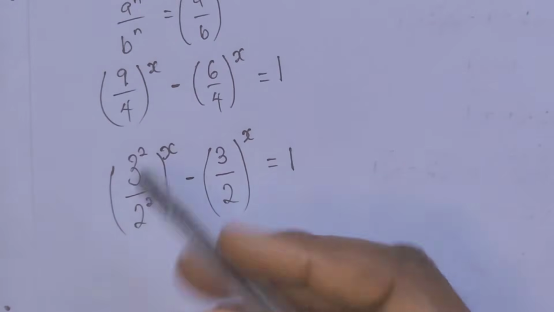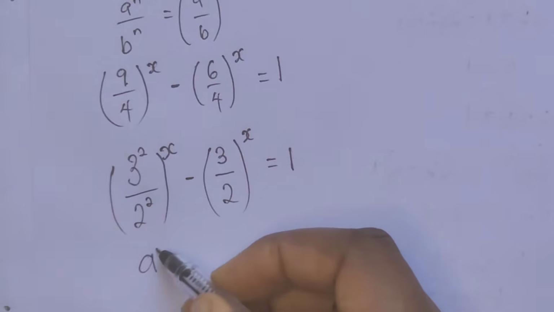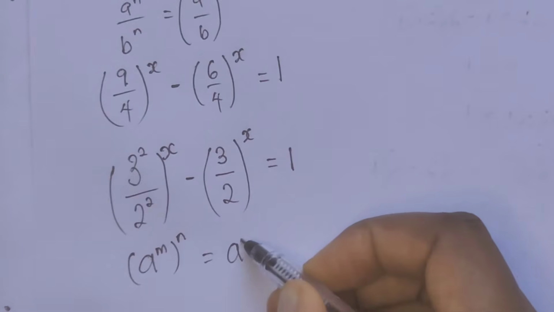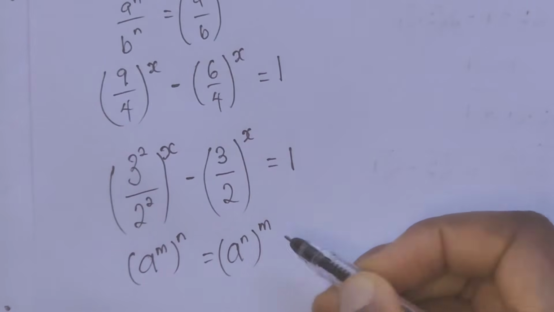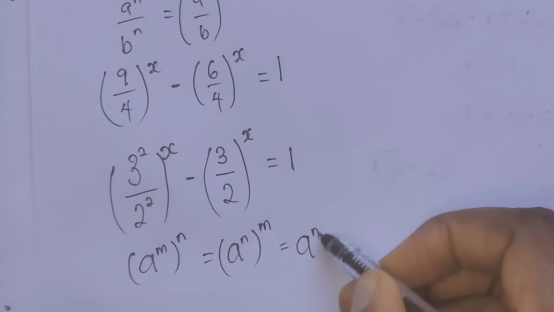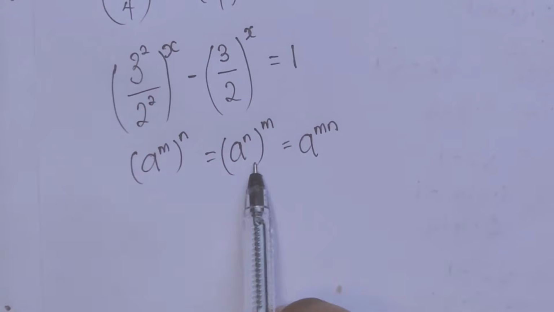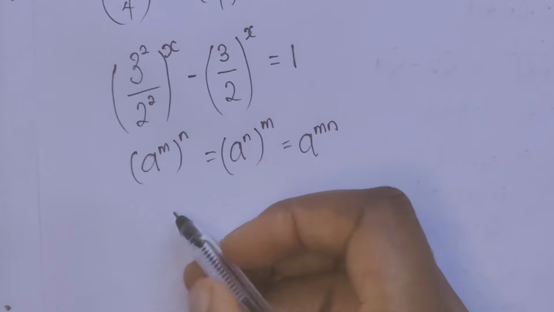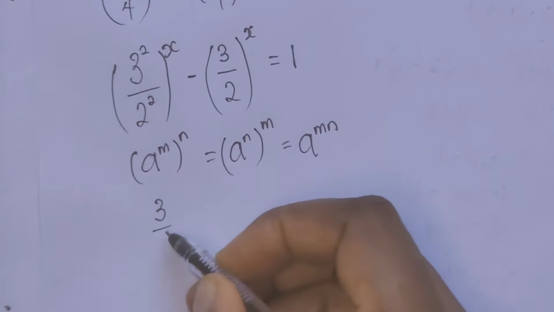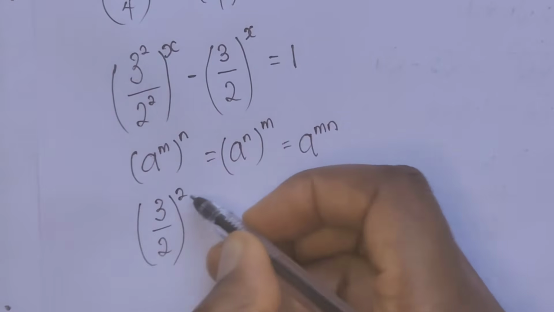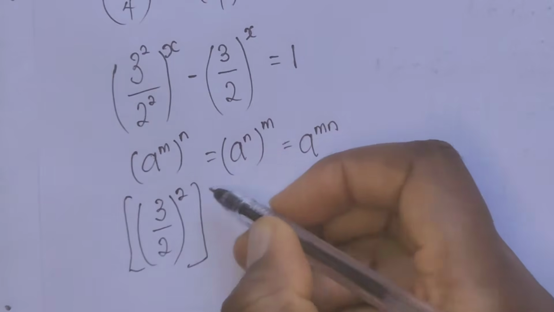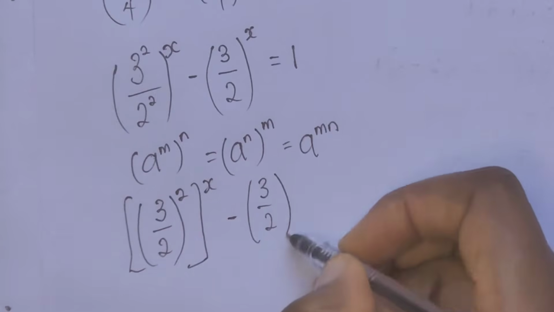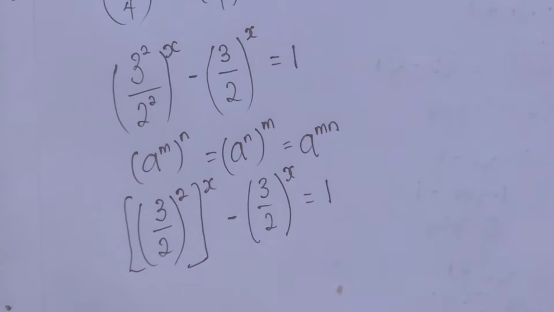So let's recall that when we have a to the power of m further raised to the power of n, this is the same as a to the power of n further raised to the power of m, and is also equal to a to the power of m times n. So inputting this here, we'll have 3 over 2 further raised to the power of 2, further raised to the power of x, minus 3 over 2 all to the power of x, which is equal to 1.